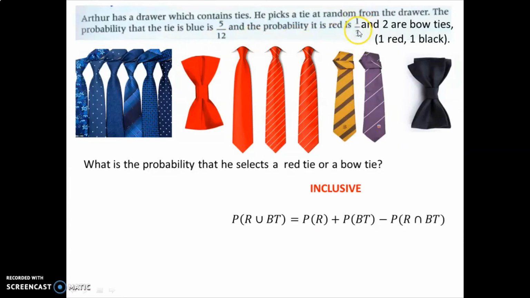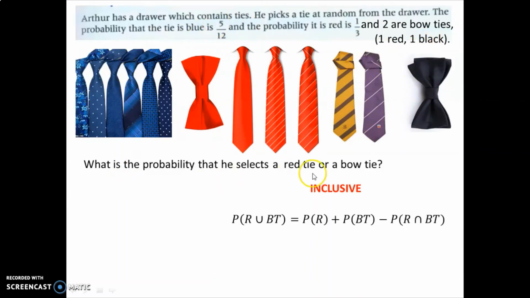That means 4 out of 12 ties are red. So here's our 4 red out of 12. And we know one of the red ones is a bow tie, so I put in a bow tie here. And that leaves, well, here's 5, here's 4. That leaves 3 more ties out of 12 that are neither red nor blue. But one of those is a black bow tie, so here it is. So that's an image of what we have here.